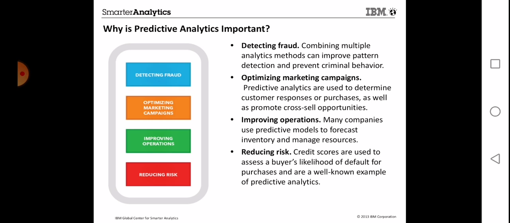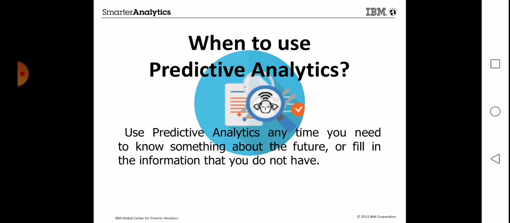Lastly, reducing risk. Credit scores are used to assess a buyer's likelihood of default for purchases and are a well known example of predictive analytics. A credit score is a number generated by a predictive model that incorporates all data relevant to a person's creditworthiness. Other risk related uses include insurance claims and collections. When to use predictive analytics?